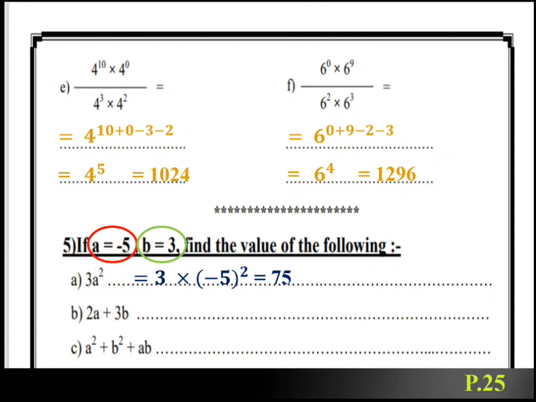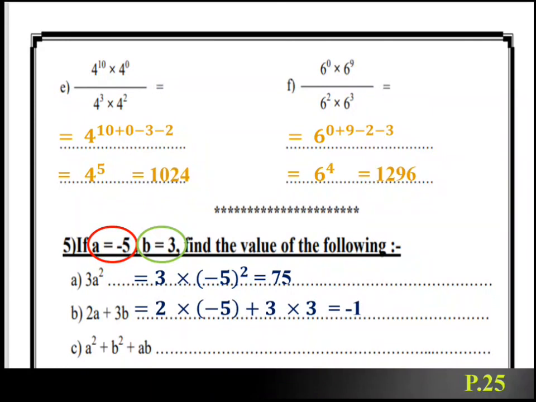Letter B. 2a means 2 times a, and plus 3b, which is equal 3 times b. So I will write 2 times open bracket and put negative 5 close the bracket plus 3 times b, which is 3, and put all the numbers in and the operations on the calculator. It will be negative 1.